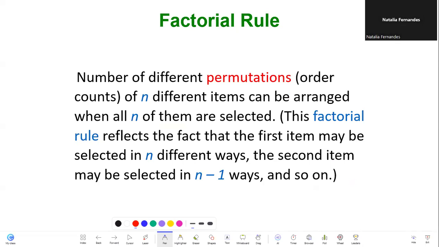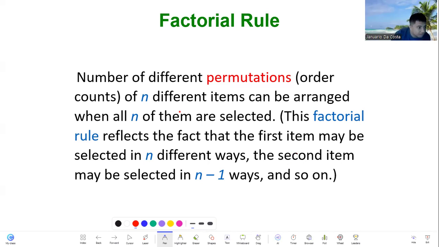The number of different permutations or orderings of n different items can be arranged when all n of them are selected. This factorial rule reflects the fact that the first item may be selected in n different ways, the second item may be selected in n minus 1 ways, and so on. Okay, thank you.